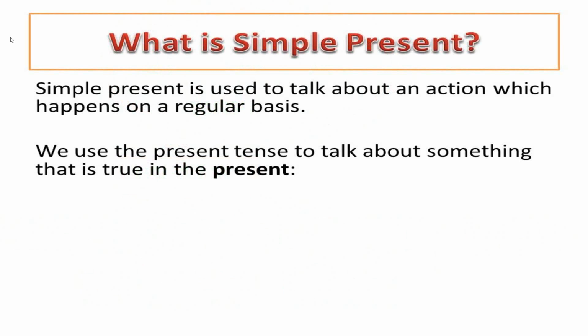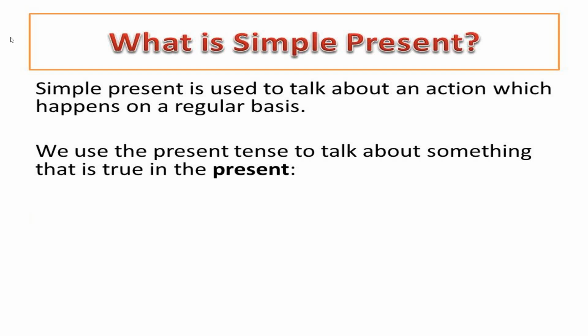Let's learn it again. What is simple present tense? Children, it is used to talk about an action which happens on a regular basis, just as we have read in the previous slide. And we use the present tense to talk about something that is true in the present, which is universal truth. Like, the sun rises in the east. It is universal truth. We cannot change it. Sunday is a holiday. It is universal truth. We cannot change it. So these things will come in simple present tense.